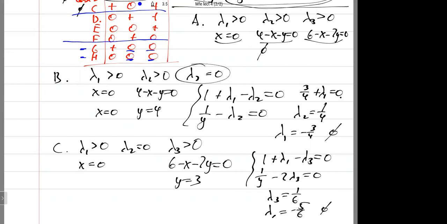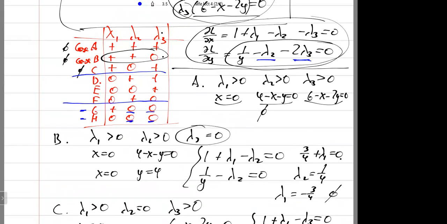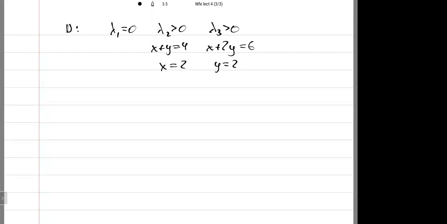I will just copy my two equations: 1 plus lambda 1 minus lambda 2 minus lambda 3 is 0, and 1 over y minus lambda 2 minus 2 lambda 3 is 0. And I need to solve cases D, E, and F: 0 plus plus, 0 0 plus, 0 plus 0. Let's move on to these three remaining cases. Case D: I have lambda 1 that is 0, lambda 2 that is positive, lambda 3 that is positive. I conclude immediately that x plus y is 4, x plus 2y is 6. Then I see that y is 2 and x is 2. I have this point.